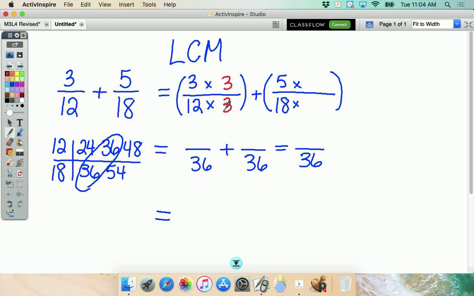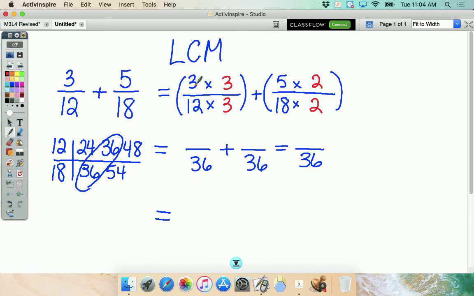So see how I didn't put the 18 there? Because that would give me a number that's way too big. Okay? So 18 times 12 would be way too big. Right? So 18 times what equals 36? And I can just count over. 2.